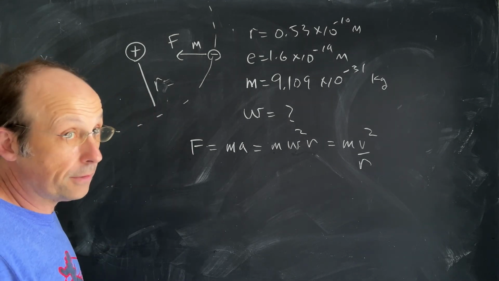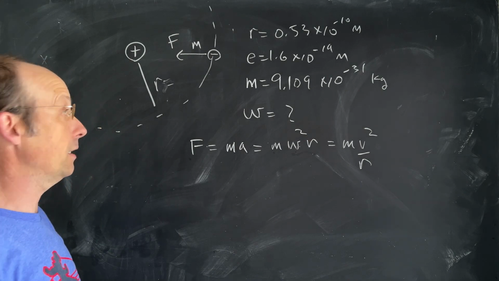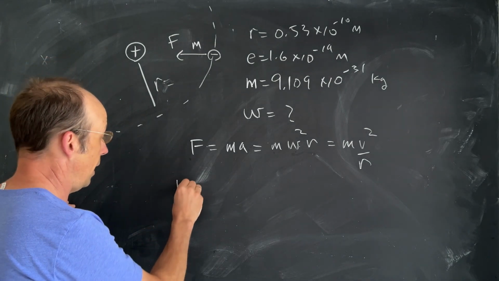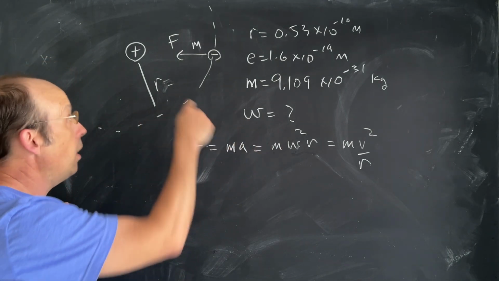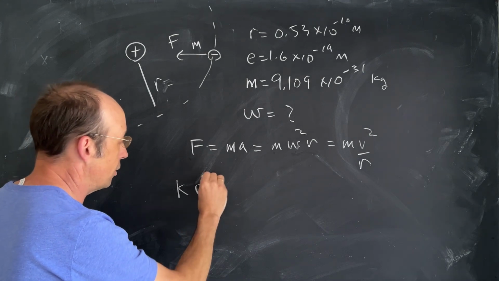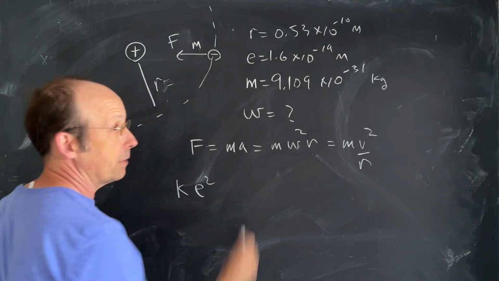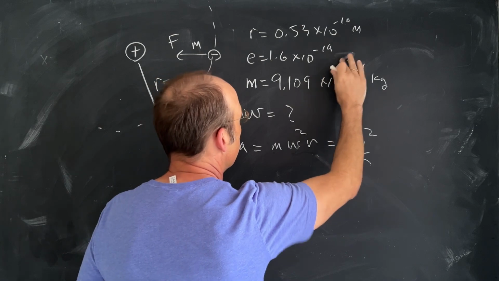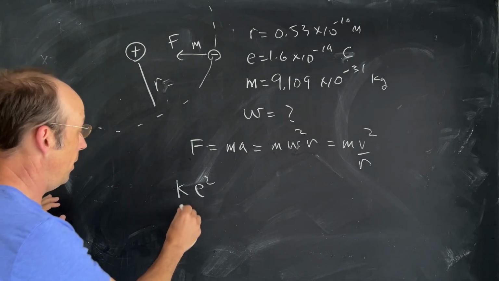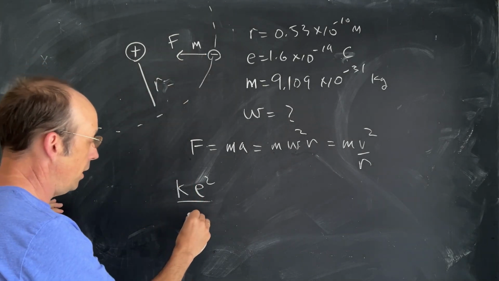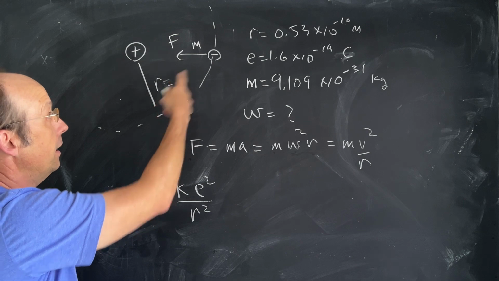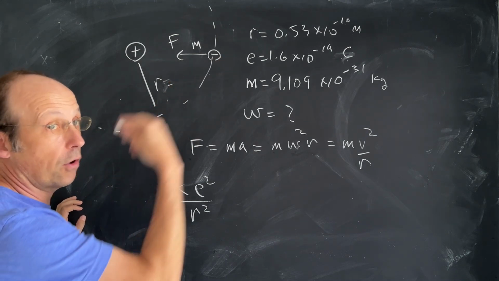Now, what's the force? In this case, the force is the Coulomb force of attraction pulling those together. So the Coulomb force is k times q1 q2. They both have the same magnitude of the charge, which we just call e. So this is really e squared. e is 1.6 times 10 to the negative 19 coulombs. And that's going to be over this distance between them, which we'll call r squared. We have a value for r. It's 0.53 times 10 to the negative 10th according to the book.